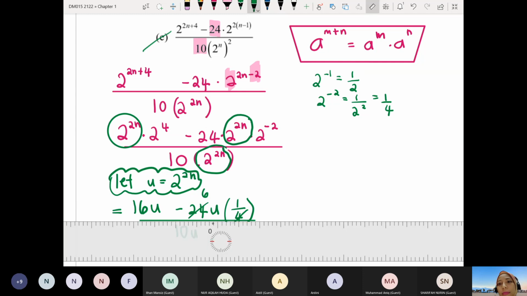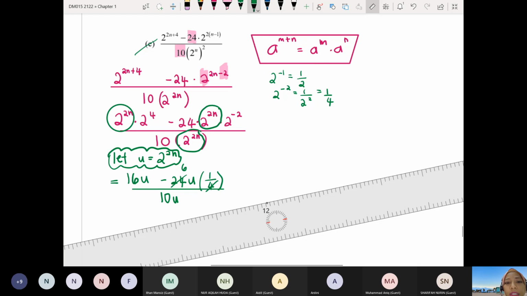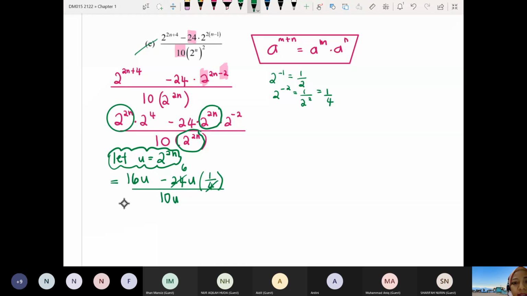Okay, so now next step. It becomes 16u minus 6u. Jadi apa? 10u over 10u. Oh ya, betul. Negative over 10u? Mana negatif? Kenapa negatif? 16u minus 6u dapat 10u. Oh, betul, so 10u over 10u adalah 1.